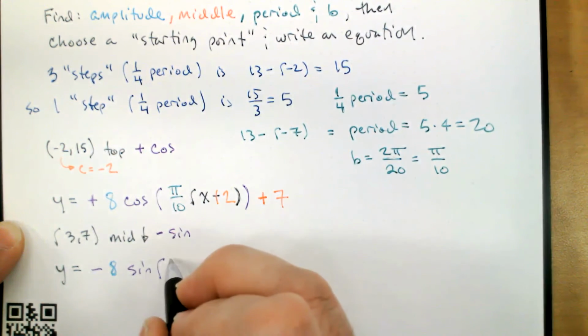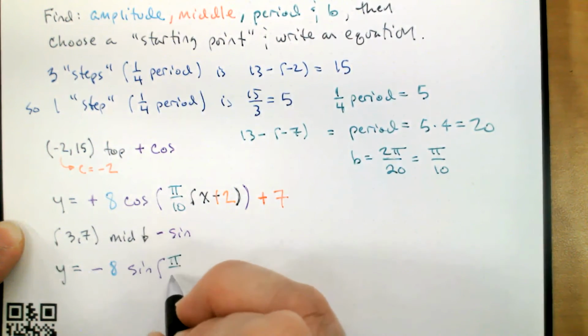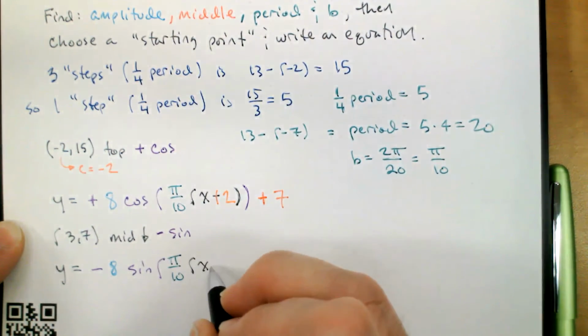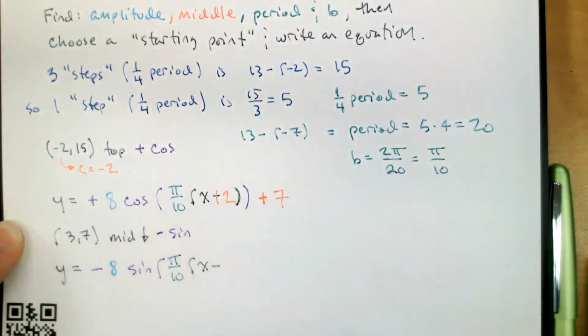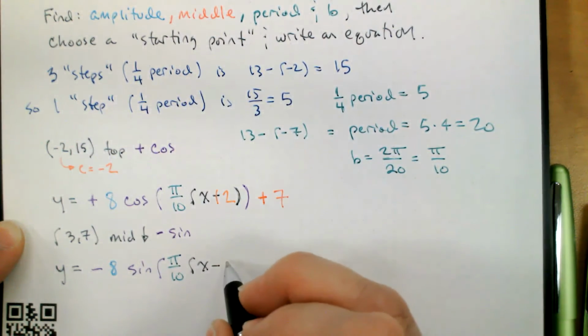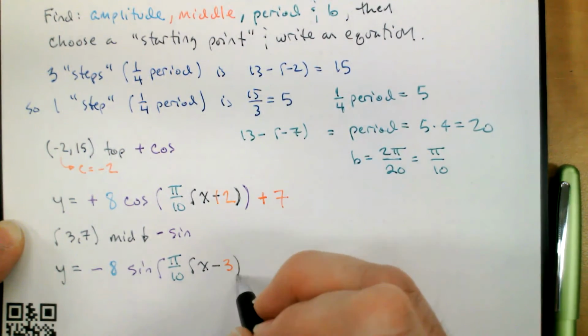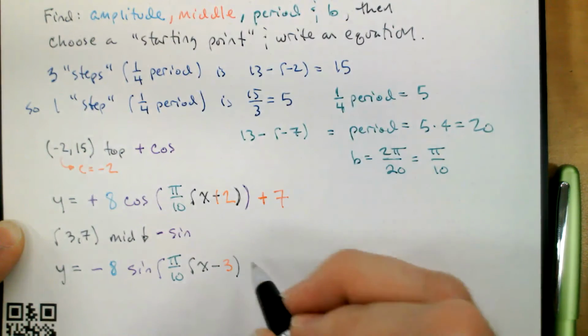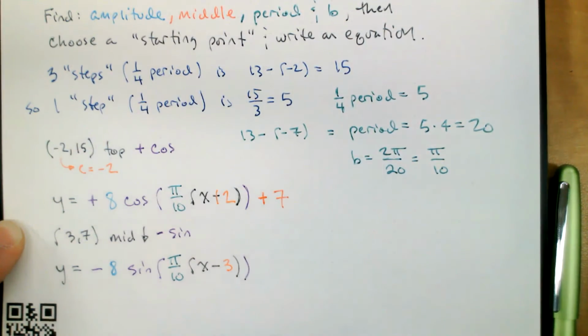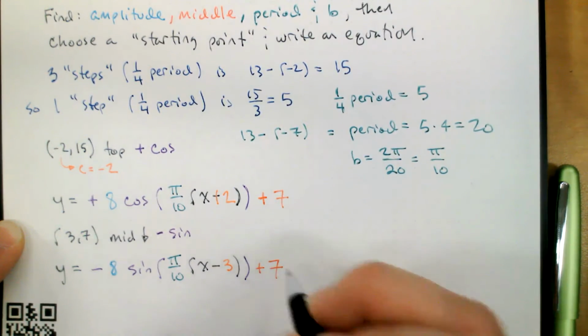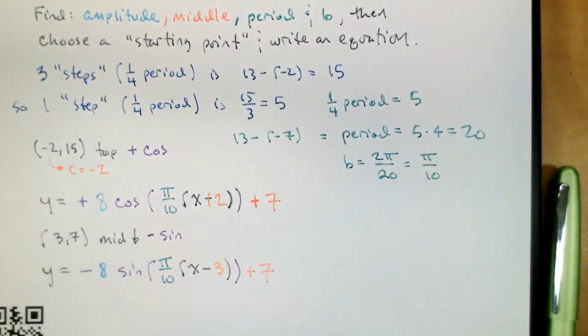After the trig function is the coefficient of x. In parentheses, we have x minus, and in this case, c is equal to 3. So it just shows up as x minus 3. Close the inner parentheses, close the trig function, plus the vertical shift. So there's another option.